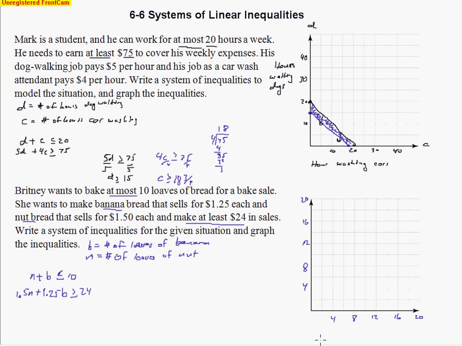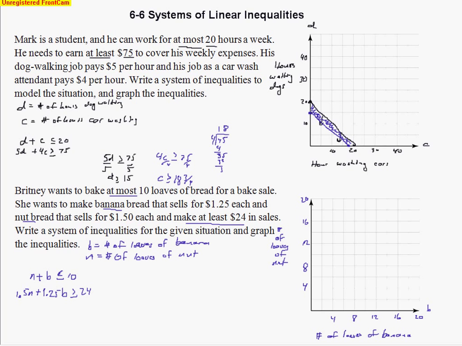So let's go ahead and come up with what the axes are, and so we'll call this the number of loaves of banana bread. So we'll go with number of loaves. Oops, get that A in there. Let's try that again. Loaves of banana bread, and this is number of loaves of nut bread. Alright, so we're on the N plus B is less than or equal to 10.